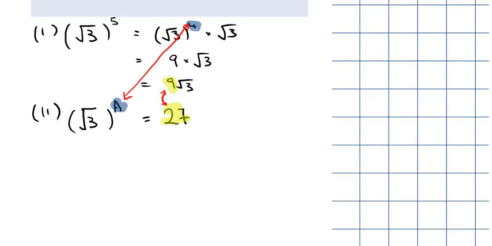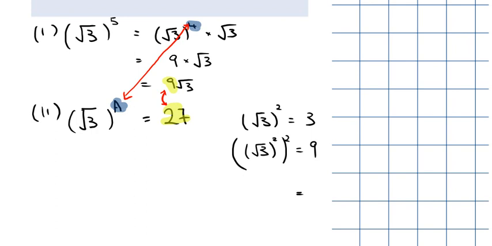Now that's a little bit trickier, so let's think about it. We know that square root of 3 squared is equal to 3. Then bracket and square again, that gives me 9. 3 times 9 is going to be 27. So I know that, therefore, square root of 3 squared, all cubed, is 27.